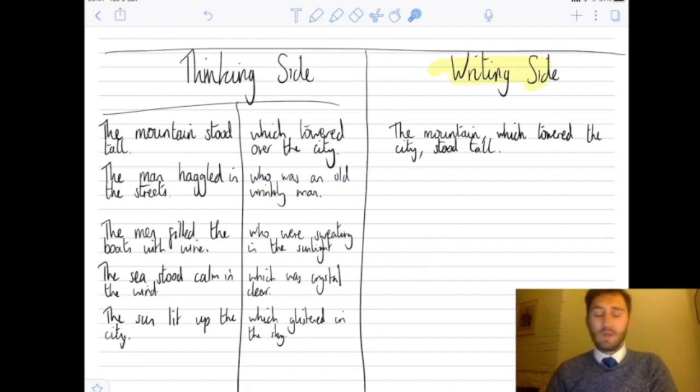But yours might not be that simple. So for example, if I was to use this one and I was to read this one and this one together, the mountain who was sweating in the sunlight stood tall. Now that doesn't quite make sense. So before you're writing it down, you need to be reading it in your head and think, does that make sense? If you read them all and you think none of them make sense, perhaps underneath in your side 2 you could write one which will make that make sense.